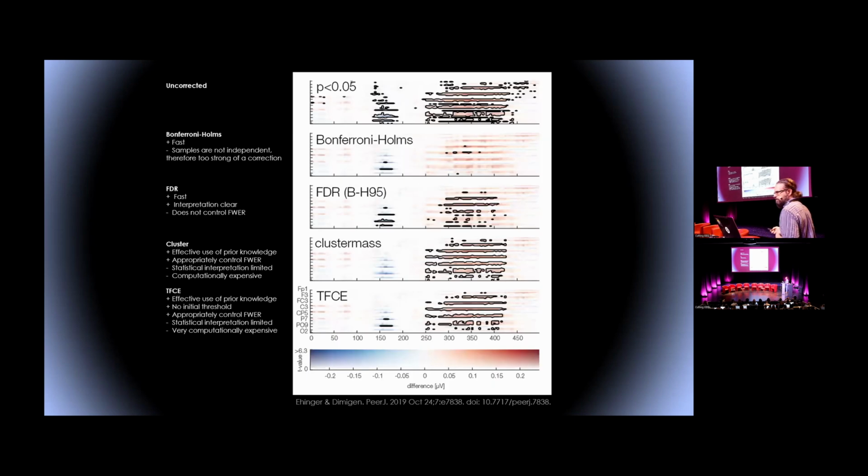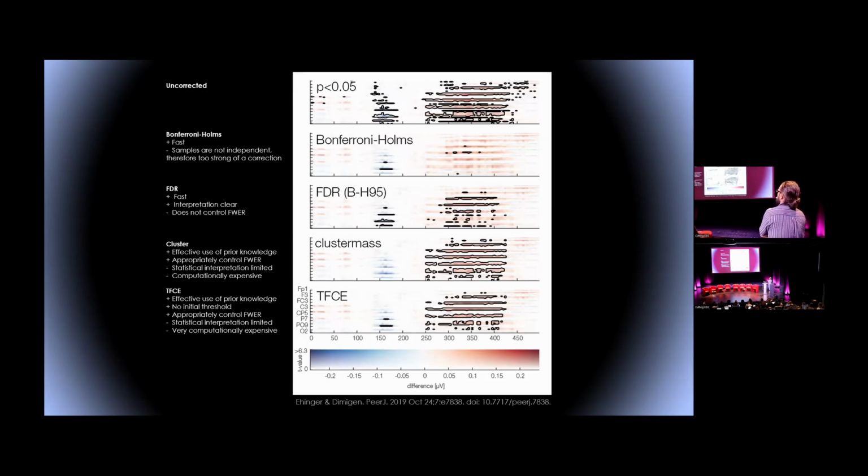Here is an example of these methods applied to data. So this is uncorrected. These are, for example, different EEG electrodes. And you can see, compared to Bonferroni-Holmes, almost nothing survives Bonferroni-Holmes. With FDR, we have a bit more regions. And with cluster and TFCE, we have the least conservative method, while still controlling the family-wise error rate appropriately.